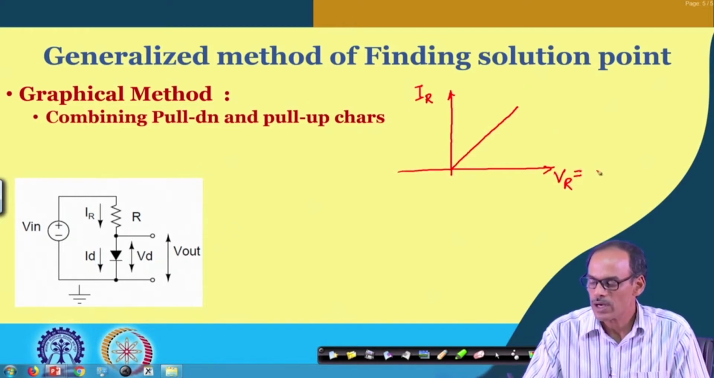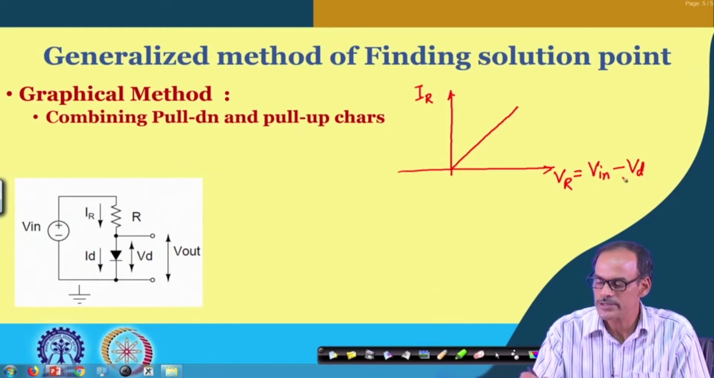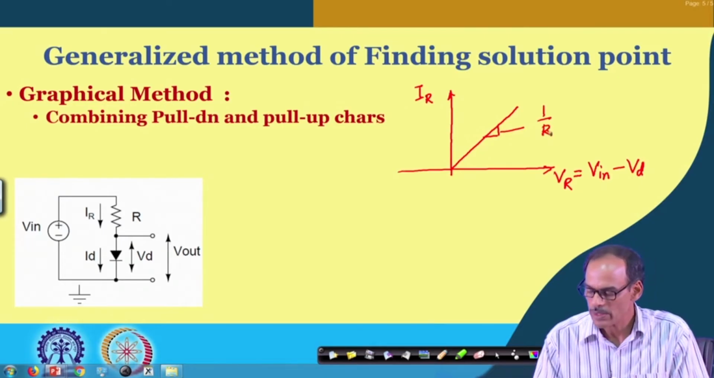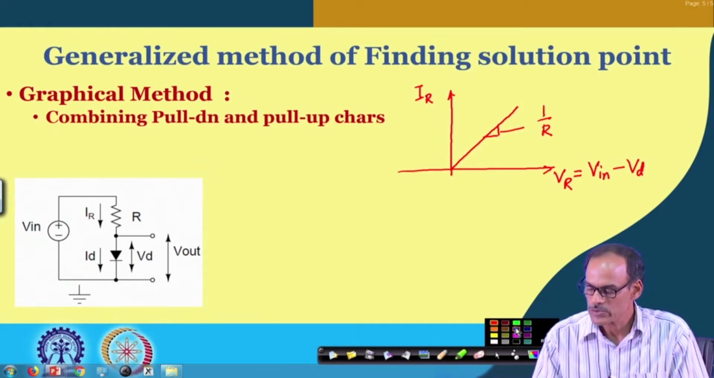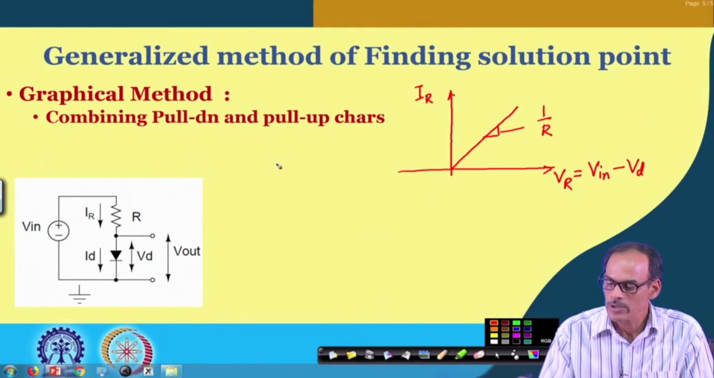Incidentally, V r equals V in minus V d, and as I said, our main task is to translate this x axis in a different form, and of course, the slope is 1 by r. So, the first translation we will be doing is to get rid of this minus sign. Let us see how we avoid this minus sign.